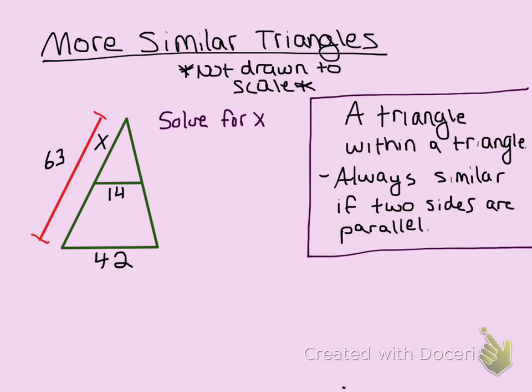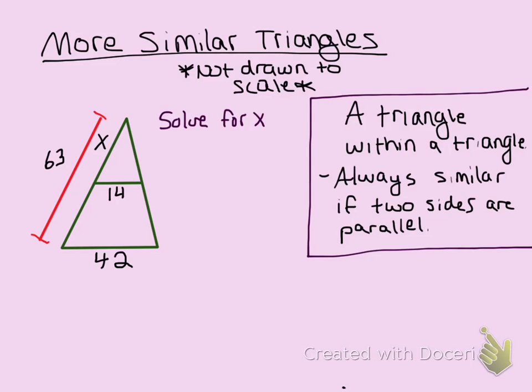So I want you to think about how these triangles are sharing their sides. The smaller triangle has a side that is part of the larger triangle. And we're going to use that idea to figure out what our missing side length is.